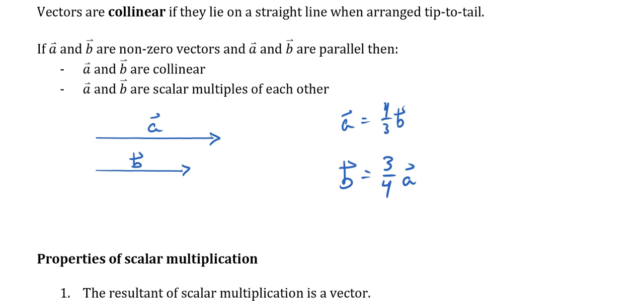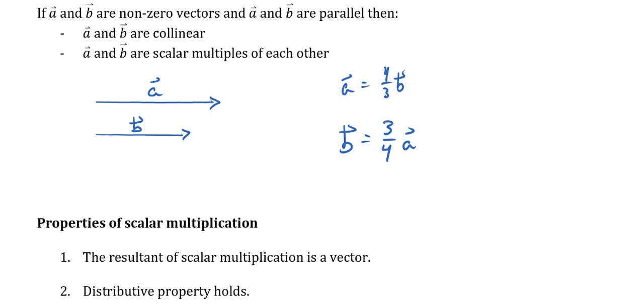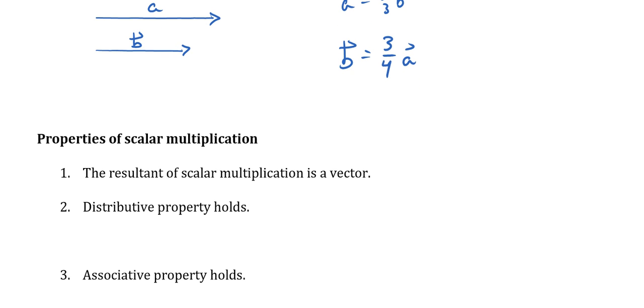Couple more little details here. We're almost done. Tell me if I'm going too fast. So this is important. The resultant of scalar multiplication is a vector. When you multiply a vector by a scalar, you get a vector back. A vector that's twice as long, a vector that's half as long, a vector that's in the opposite direction. You think about what this means.